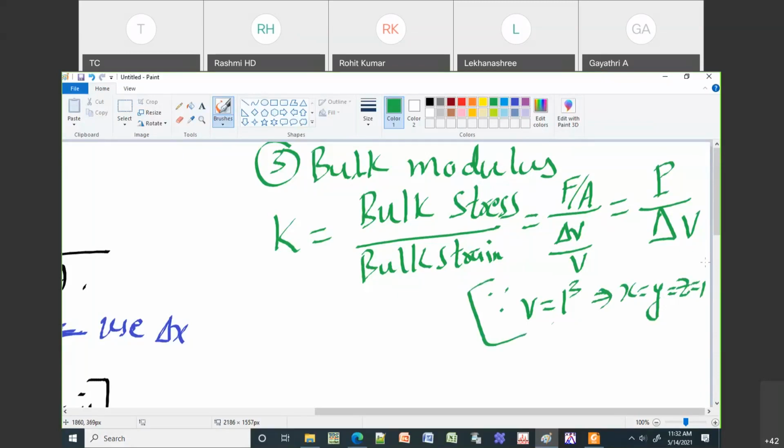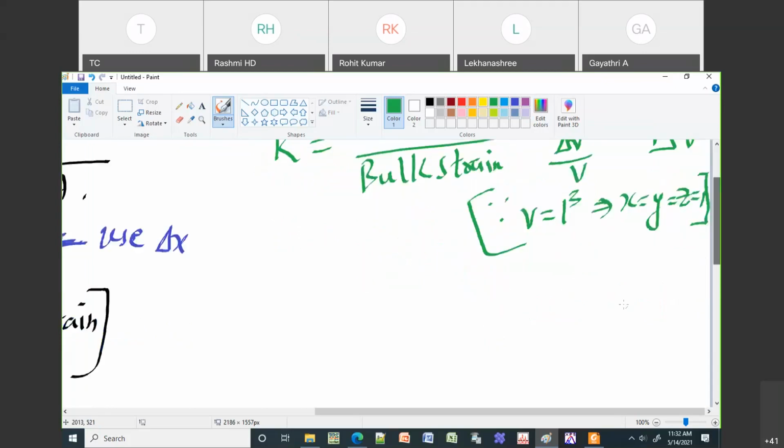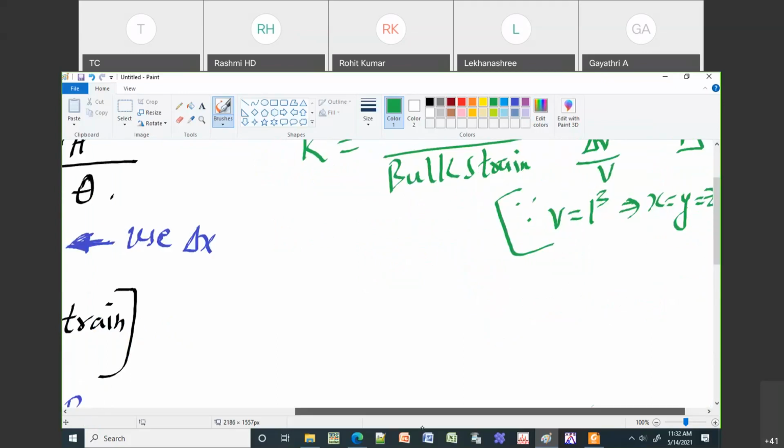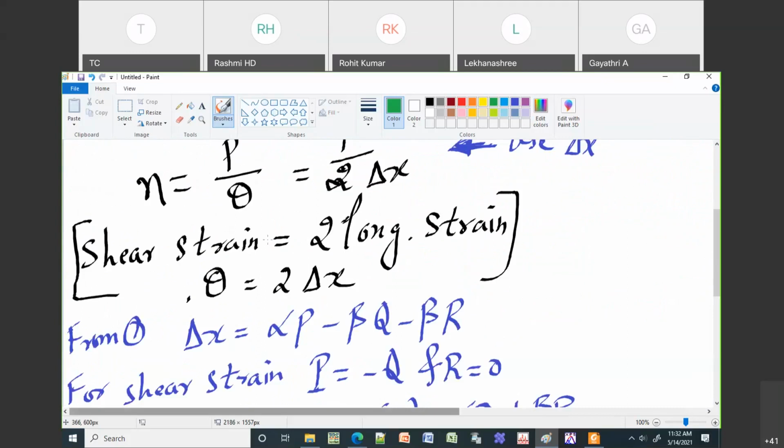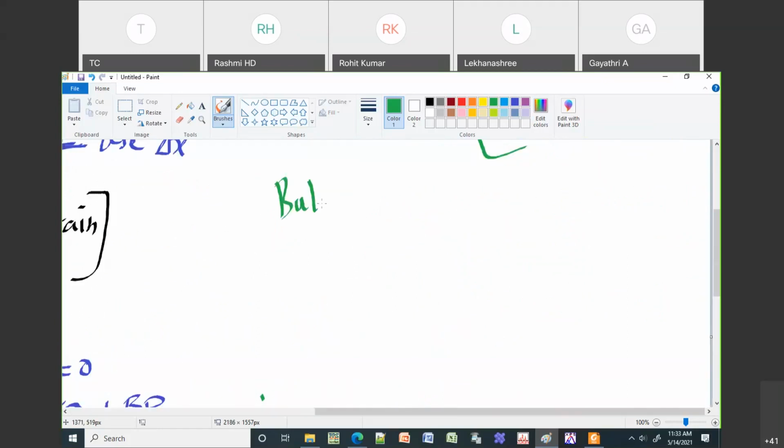Okay, so this is about your volume. Now you again have to remember the same thing, as you did in the previous case. There is a relation between your shear strain and longitudinal strain. Shear strain is 2 times longitudinal strain. In the same way, if you take the bulk strain and longitudinal strain, it will be 3 times. You just have to remember this. So bulk strain will be equal to 3 times longitudinal strain. You don't worry how you got it, but you need to just remember this relation.